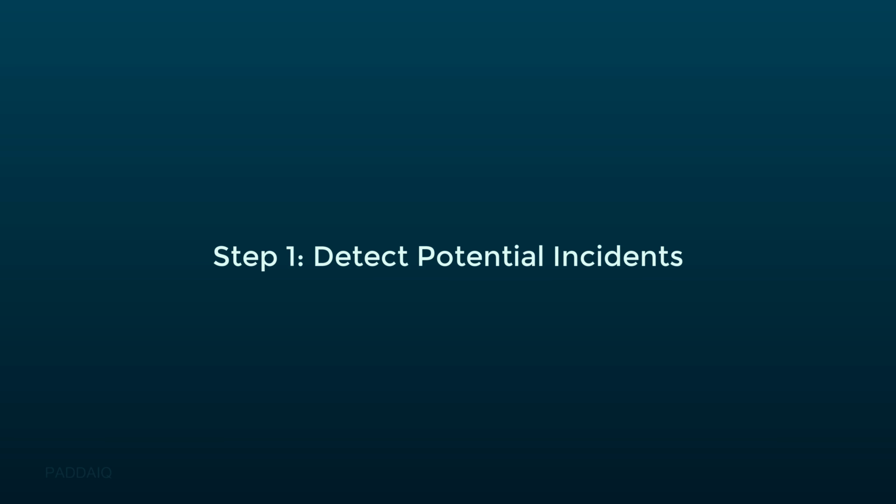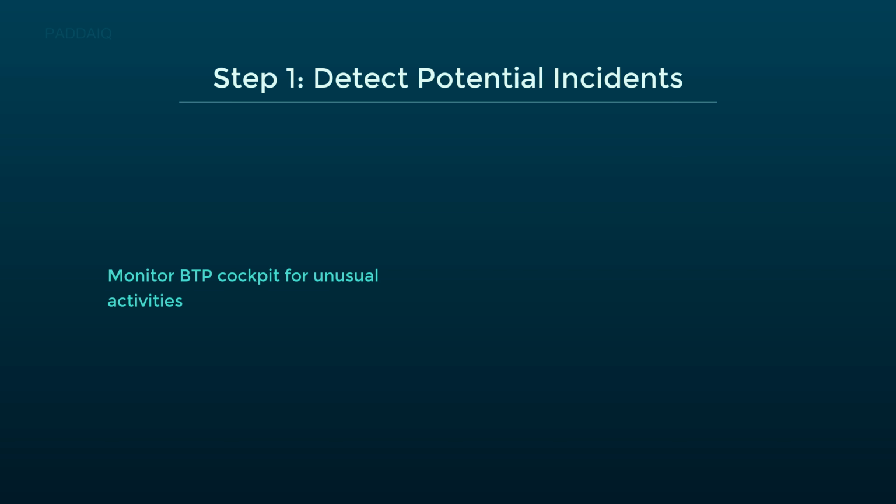Step 1. Detect potential incidents. Monitor BTP cockpit for unusual activities. This means regularly checking your SAP BTP platform for any unexpected system behavior or unauthorized access attempts. For example, you might notice a sudden, large spike in data egress from your cloud database. Consistently doing this is your first line of defense in identifying security threats.